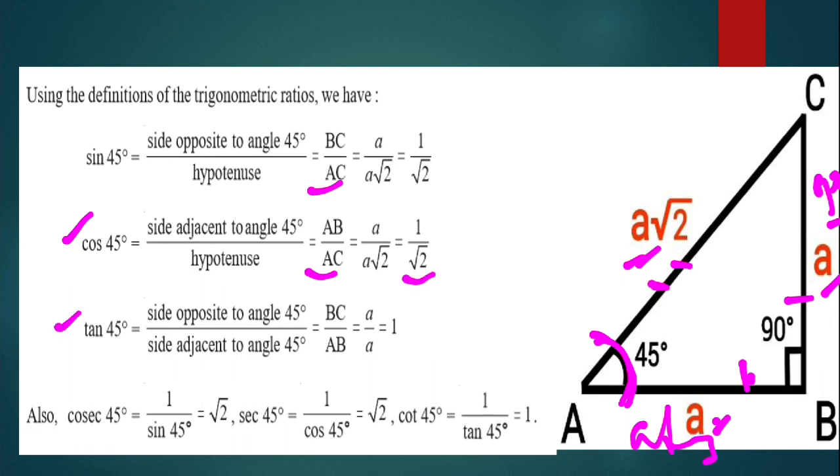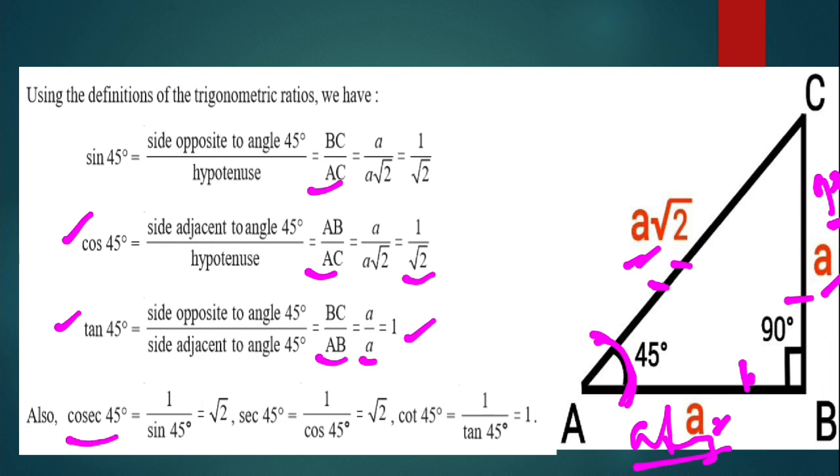Again for tan 45, what was the formula of tan? It is opposite by adjacent, that is BC by AB. Put the values, both the values are a, so the value of tan 45 will become 1.